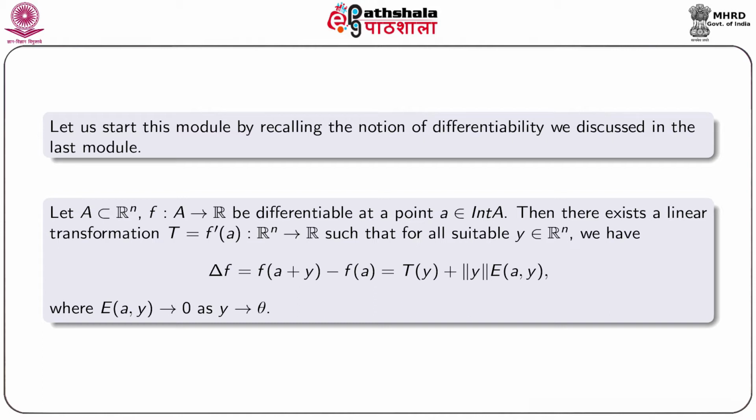Since F is differentiable at a, there exists a linear transformation T from Rn to R such that for all suitable y in Rn, we can express the increment of f, that is f of a plus y minus f of a, as T y plus norm y times E a y, where E a y tends to 0 as y approaches the origin. Usually, we denote this linear transformation T by the notation f dash a.